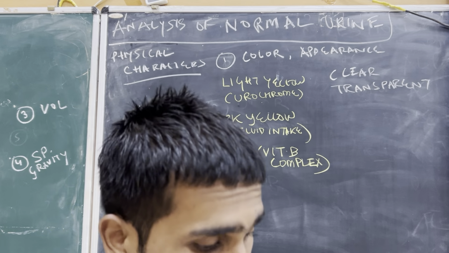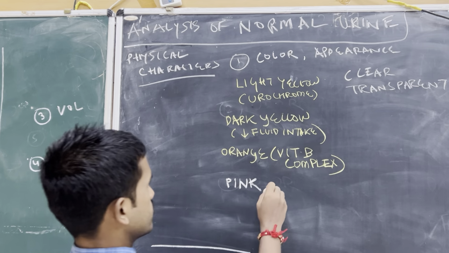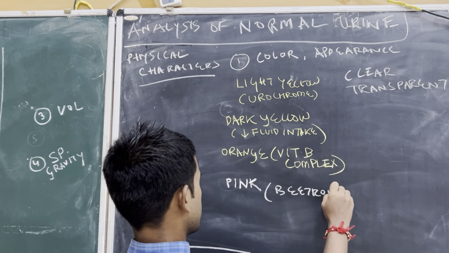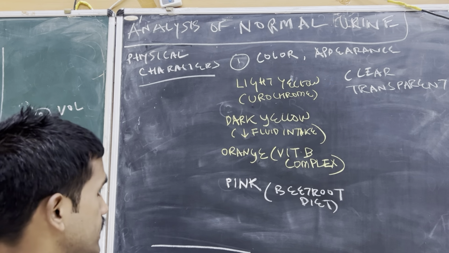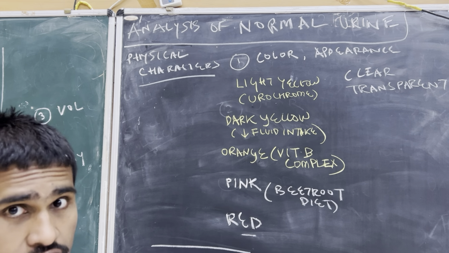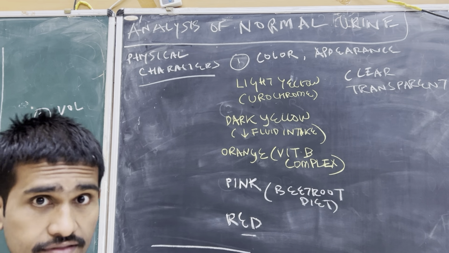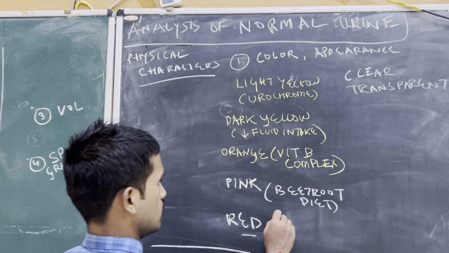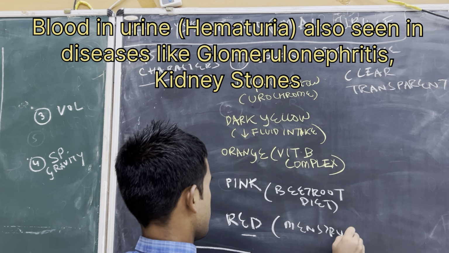It might become pink. That is if you are taking too much beetroot in the diet. Beetroot consumption. And it might become red. So why red? Because if due to any reason there is blood coming in the urine, and in physiological conditions like menstruation, blood will come in the urine, even in normal urine. So red during menstruation.